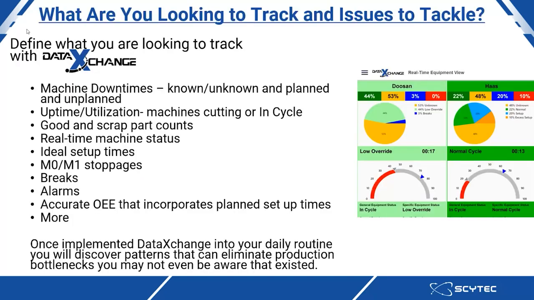Some of the other things that you can track inside of Data Exchange include, as I already mentioned, machine downtimes, which can be split into known and unknown and planned and unplanned downtimes. A planned downtime would be something like a lunch break, and an unplanned downtime would be something like a carbide breaking on a tool. You can also track machine uptime / utilization, if a machine has been cutting or in cycle, good and scrap part counts, real-time machine statuses, ideal setup times, M0 and M1 stoppages, operator breaks, alarms, and accurate OEE information that includes planned setup times, as well as a host of other things.